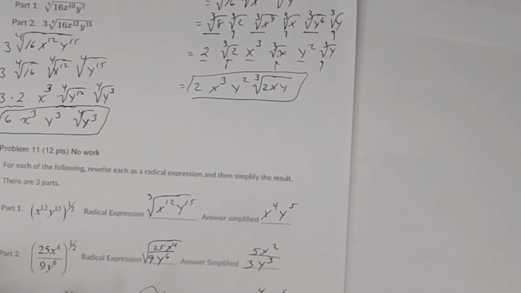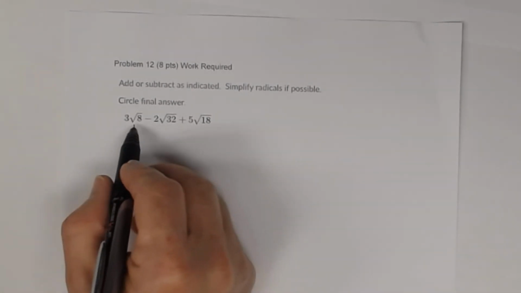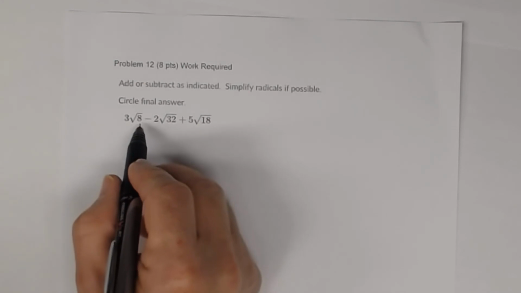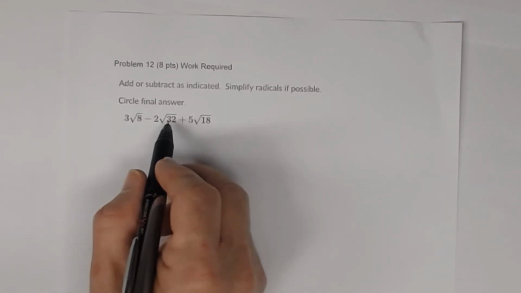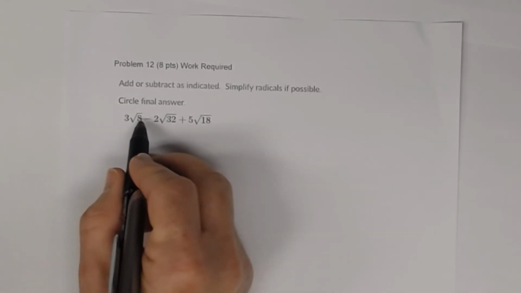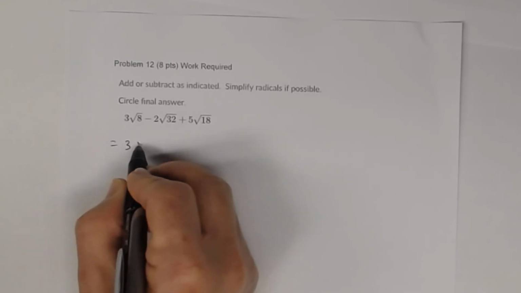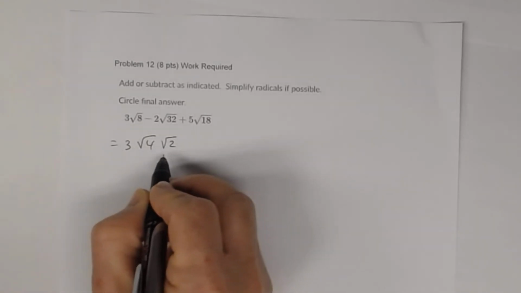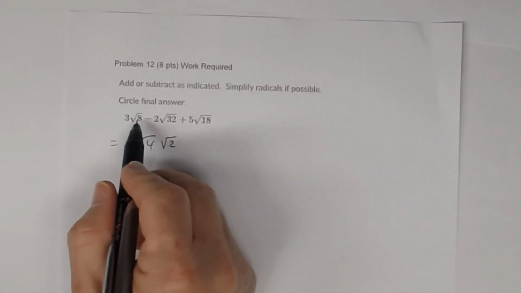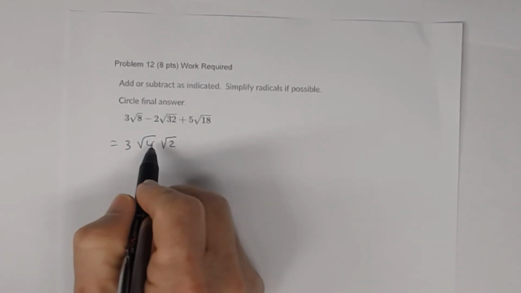Okay, and then number 12, you want to add or subtract as indicated. So now these are all square roots right here, so you want to look for perfect squares that could possibly go into these radicands. So if you look at 8, the largest perfect square that goes into 8 is 4. So I can write this as 3 times the square root of 4 times the square root of 2. All right, so 4 times 2 is 8.